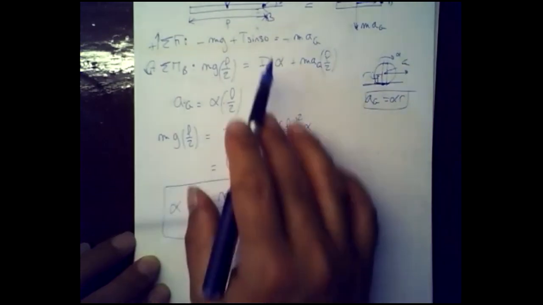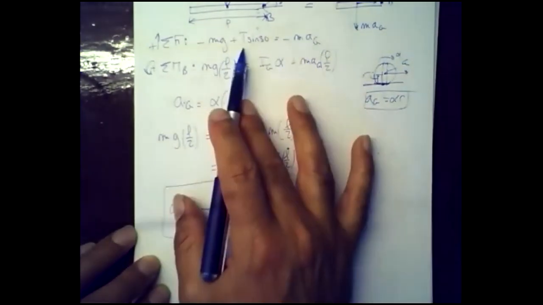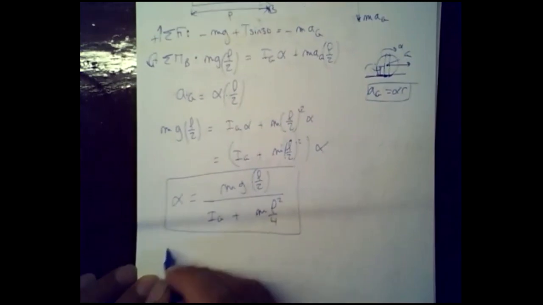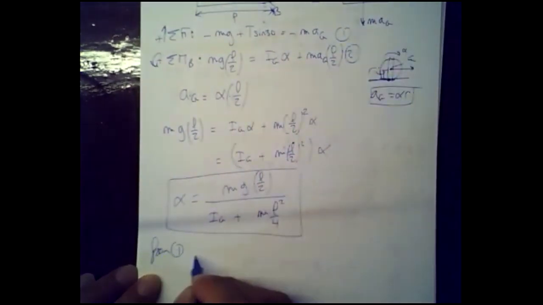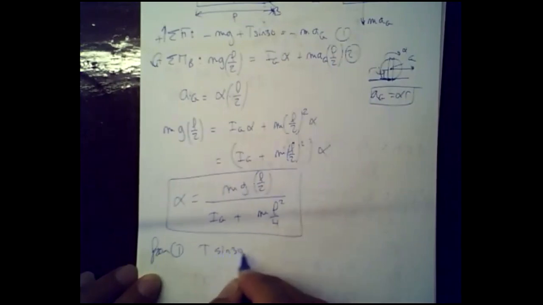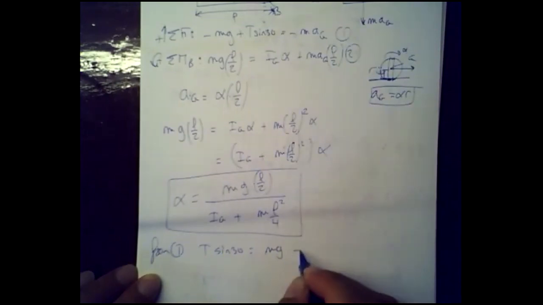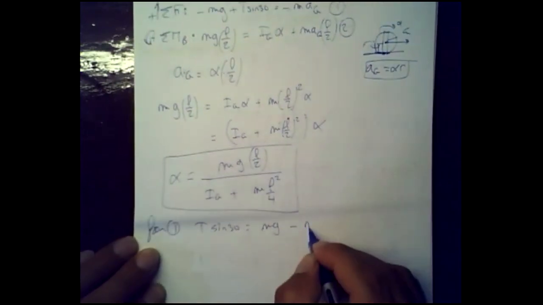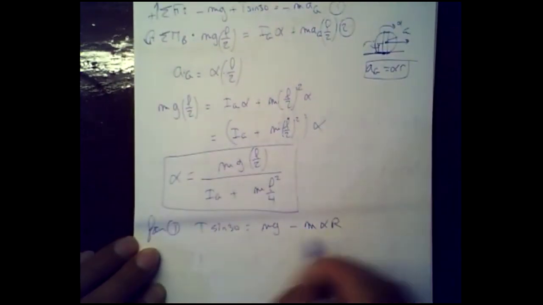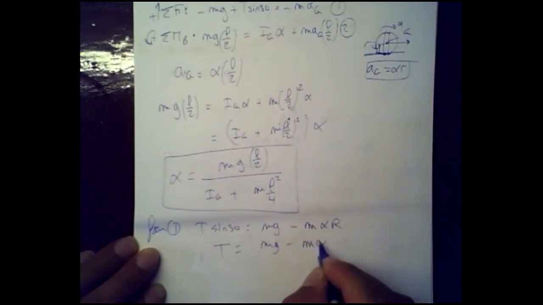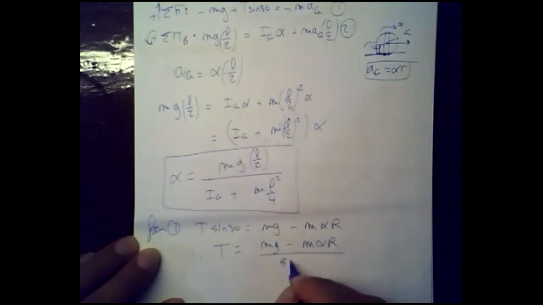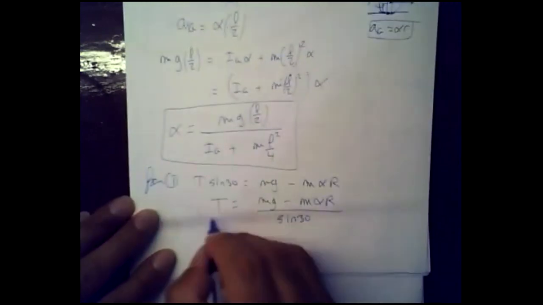So now that you have alpha, you can actually get your tension. Let's call these equations 1 and 2. From 1, T sine 30 is equal to mg minus mag, where mag is equal to m alpha times r. So T is going to be equal to mg minus m alpha r, divided by sine 30. And then I'm going to let you do the numbers over here.